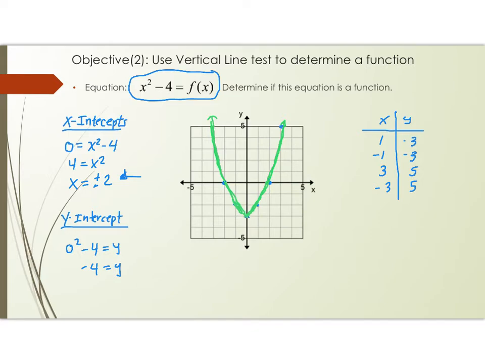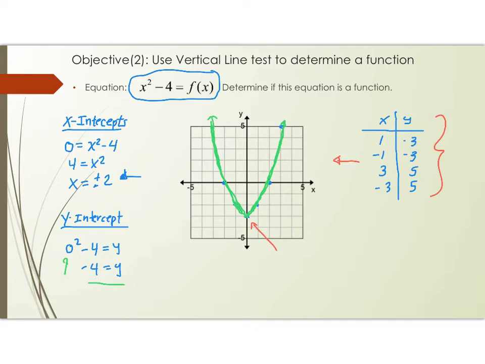And in this case, the vertex is going to be at the y-intercept. So when we put in x equals 0, we get 0 squared minus 4 is equal to y. So y is equal to -4. And we see where the vertex is. The vertex is right there. And so now we can use other points to find the rest of the graph, and we see that we have a parabola.